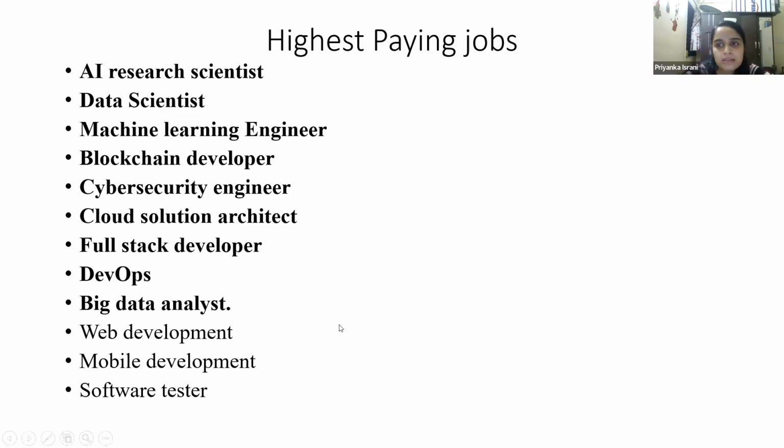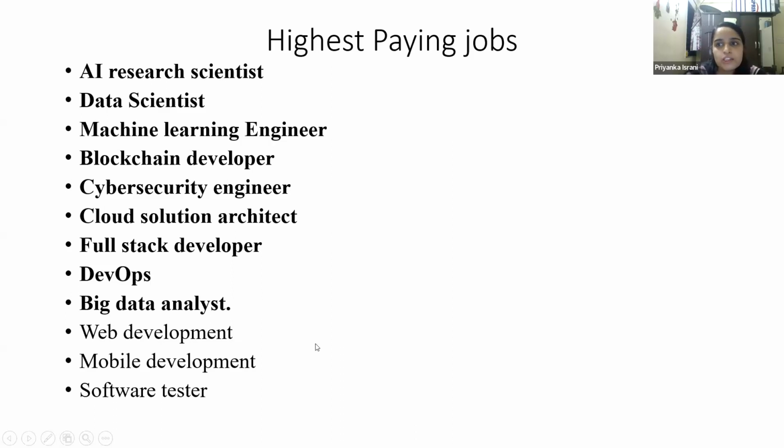Then big data analyst, dealing with big data. Big data means trillions and millions of data together. You are dealing with such a huge amount of data and processing it, which requires memory. There are different platforms for big data, like Hadoop is one of them. So this is also one of the highest paying jobs.